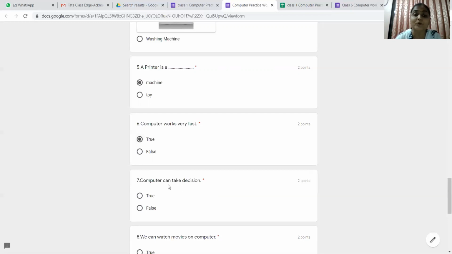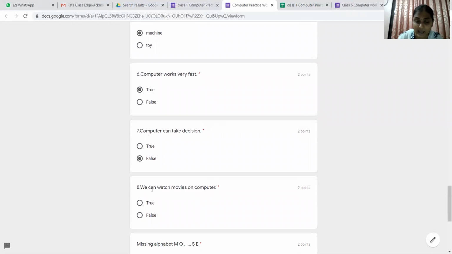Okay. Computer can take decision. Means if you say to the computer, okay, shut down, computer अपने आप shut down हो जाता है? No. Computer अपने आप start होता है? No. Computer अपने आप calculation करता है? No. Computer अपने आप drawing बनाता है? No. Computer cannot take decision. तो ये wrong है. So false. It is false. Computer cannot take decision. So false. You have to click on the false. Okay. Next.